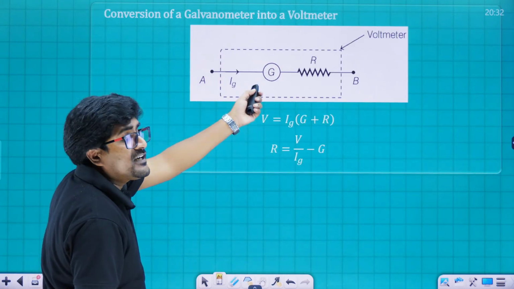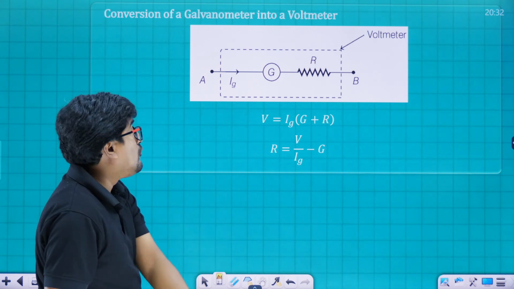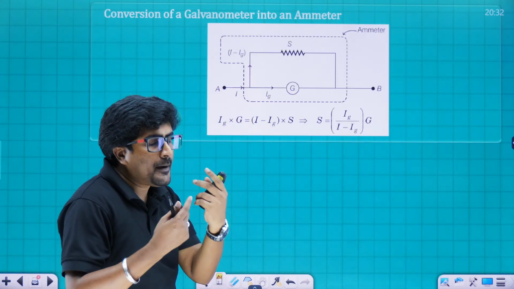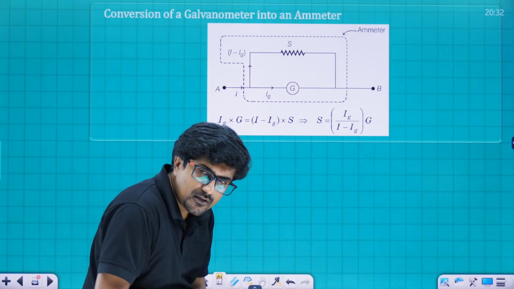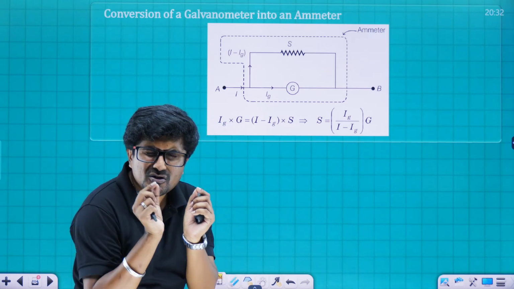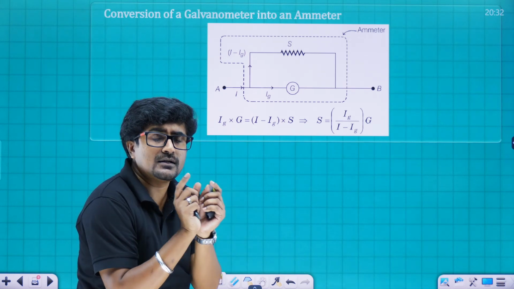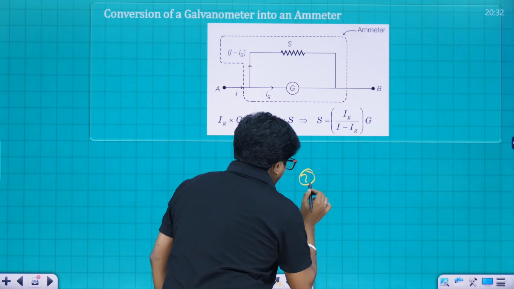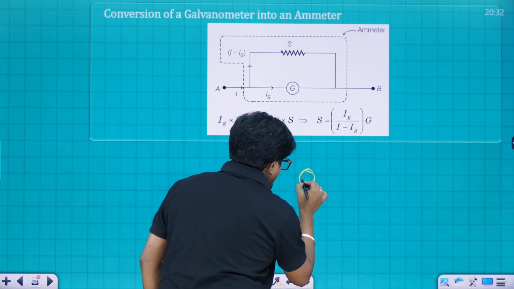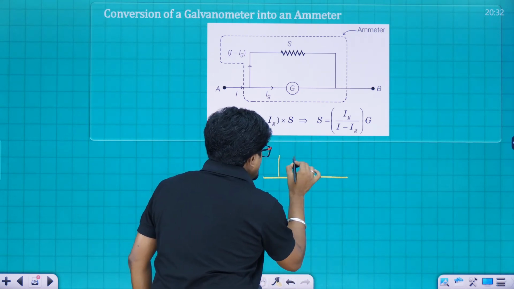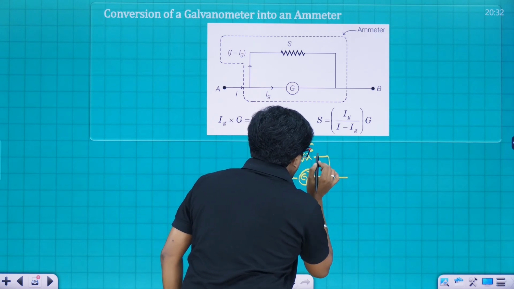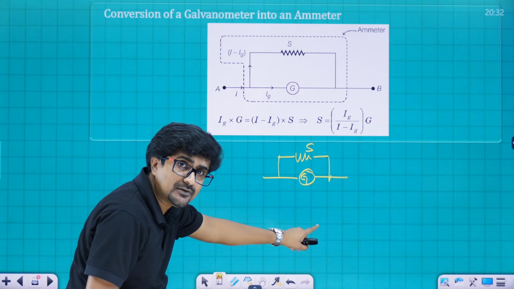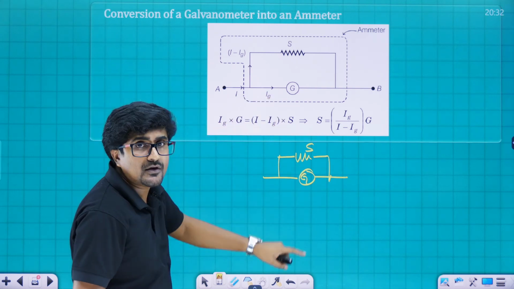In the next page, we have conversion of galvanometer into voltmeter. To convert a galvanometer into an ammeter, you know that an ammeter is always connected in series to the circuit. So we must have almost zero resistance, otherwise it will completely alter the circuit. So in order to do that, a galvanometer having resistance capital G must be shunted with a resistance of small value. All right, so this is how we convert a galvanometer into an ammeter. The same thing you can show here.